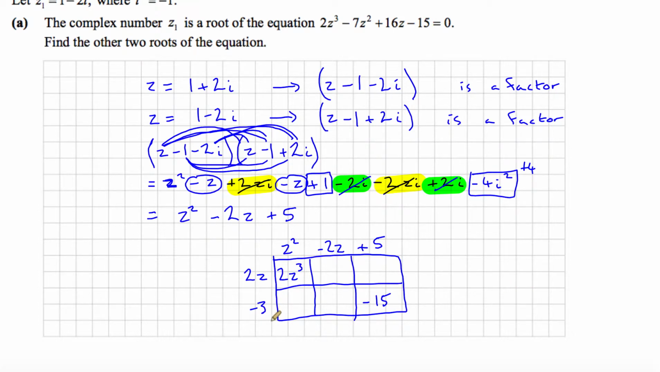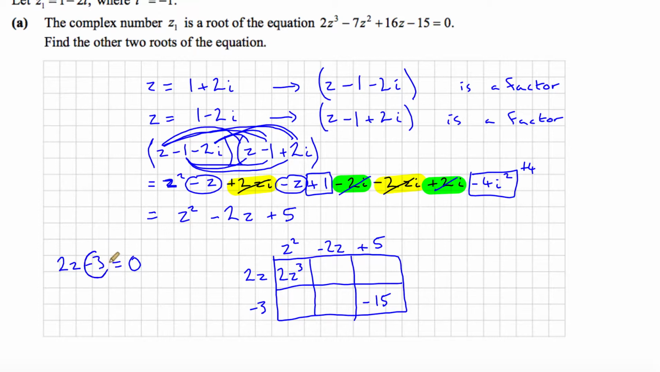So I don't even need to work out the rest of the grid here. You could if you like, but I know now that my third factor is 2z minus 3. So 2z minus 3, these two terms here, that's a factor. So if I let that equal to 0 and solve for z, I'm going to get the root that I'm looking for, the third root.